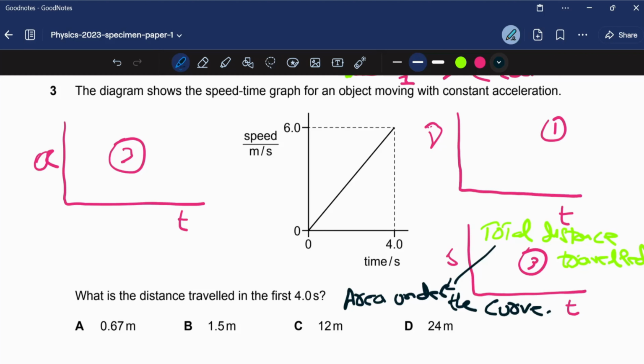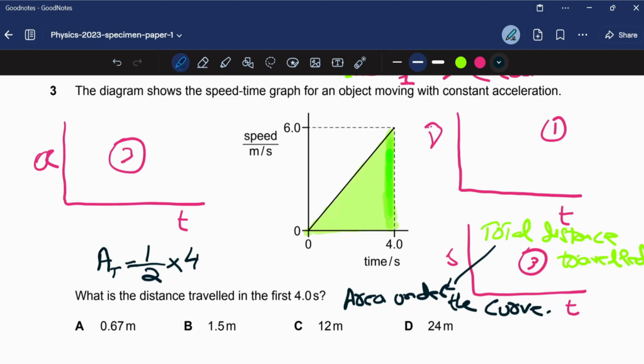Now we need to find the total distance traveled in 4 seconds, which means we need to find the area under the 4 seconds time. Okay, so this is primarily a triangle. And how are we going to find the area of this triangle? The area of a triangle is equal to half into base. So the base is 4 seconds.